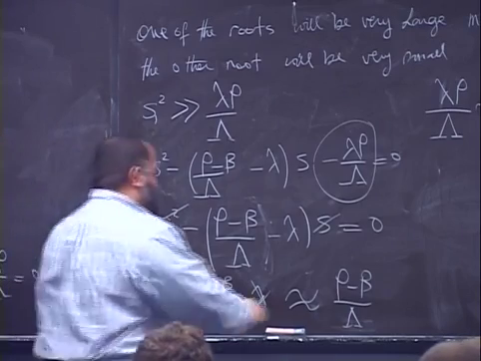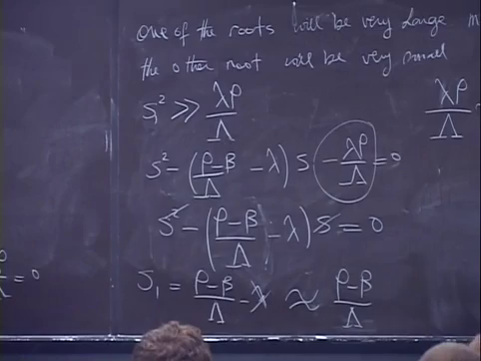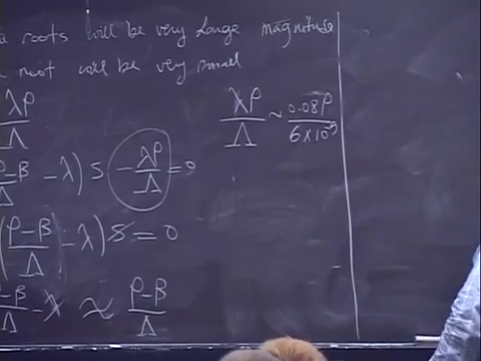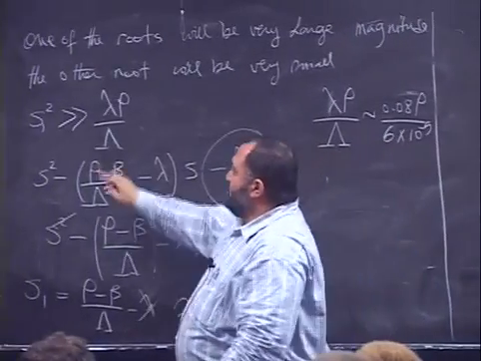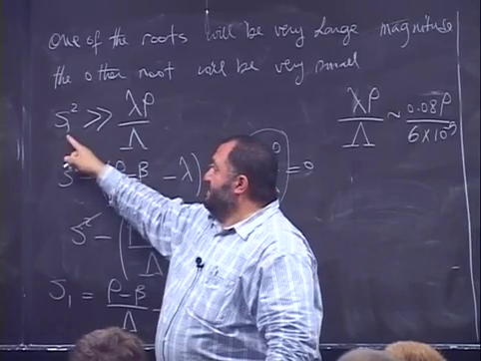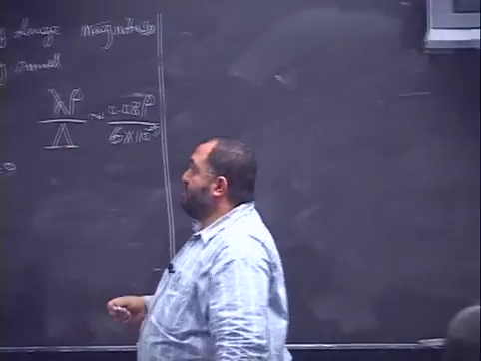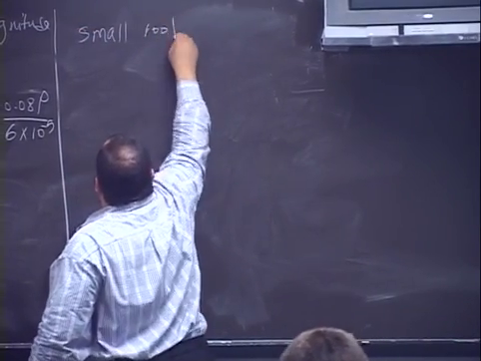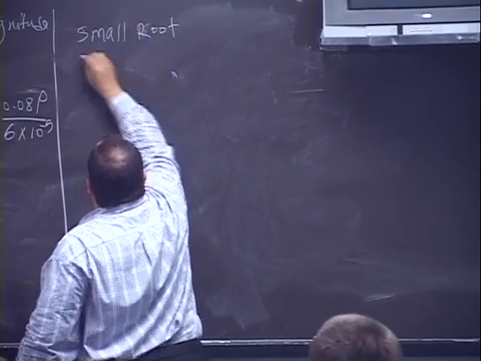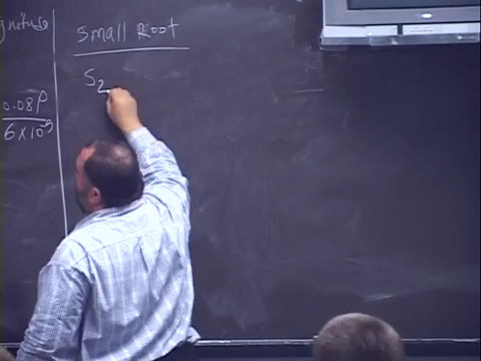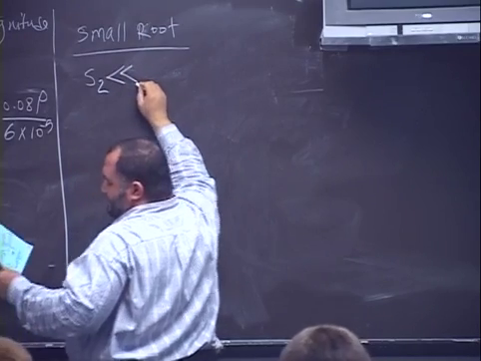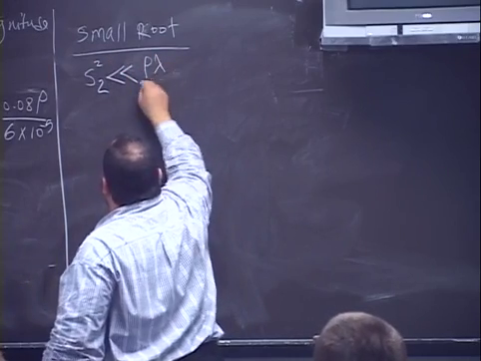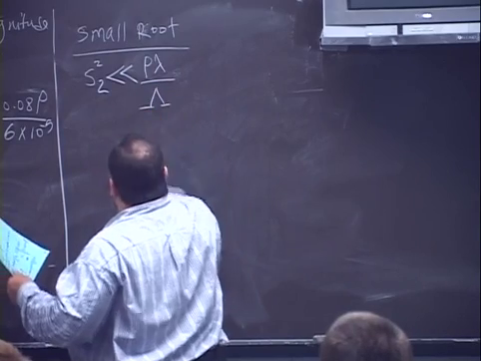Okay, guys, what's the other situation? We said that one root will be very large, the other root will be very small. So if the root is very small, we will flip this sign. So S2 is much less than rho, the small root. So S2 will be much less than what? Square will be much less than rho lambda over gamma.